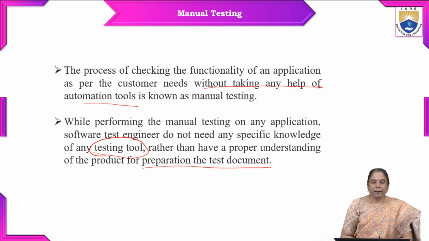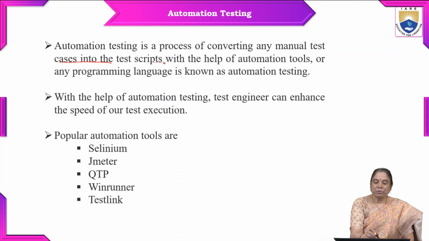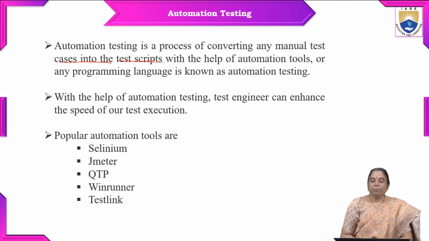On the other hand, another variety of testing is automation testing. Automation testing is the process of converting manual test cases into test scripts. With the help of any automation testing tool, the conversion of manually written test cases into test scripts can be carried out in automation testing.